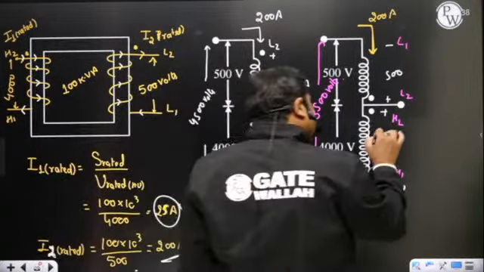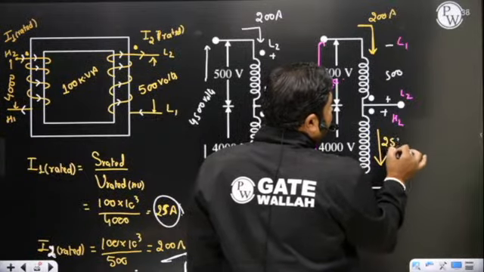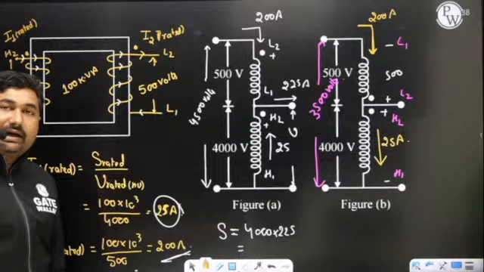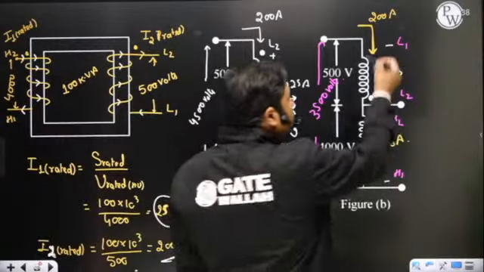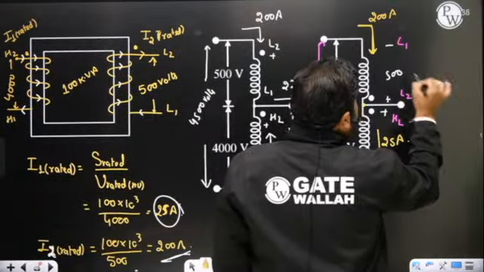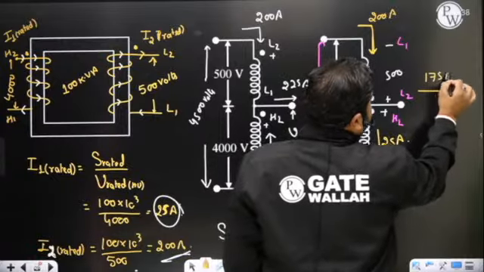So the current in the other winding must be entering through dot, and the maximum current that can flow depends upon the thickness of wire. Thickness of wire is such that it can maximum handle a current of 25 ampere. Now based on this, you can apply a KCL here. So KCL will be, sir, 200 minus 25, that is 175 ampere.